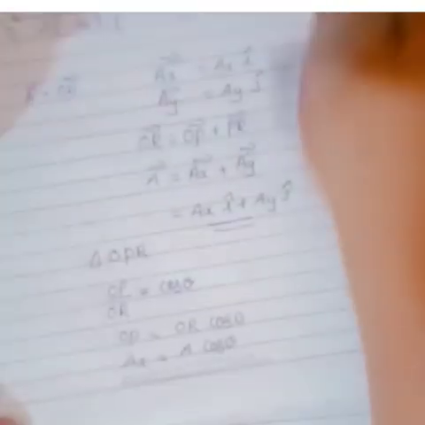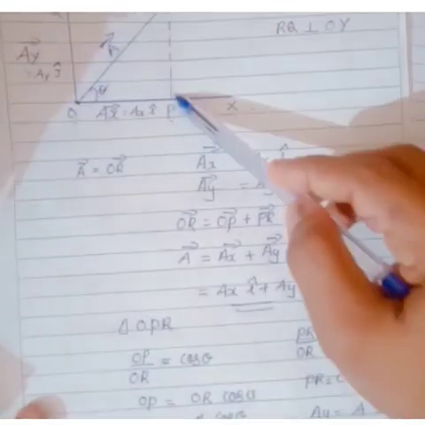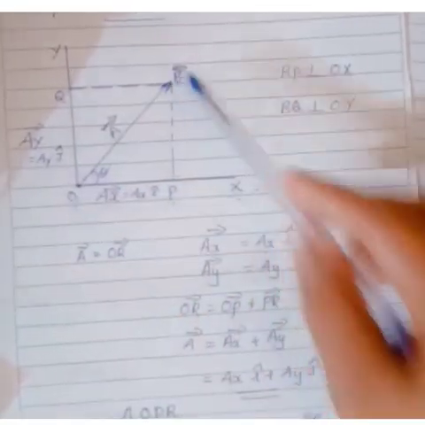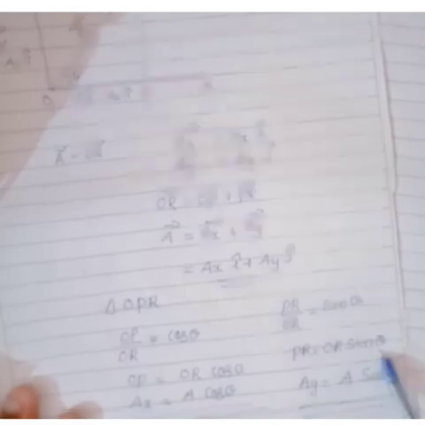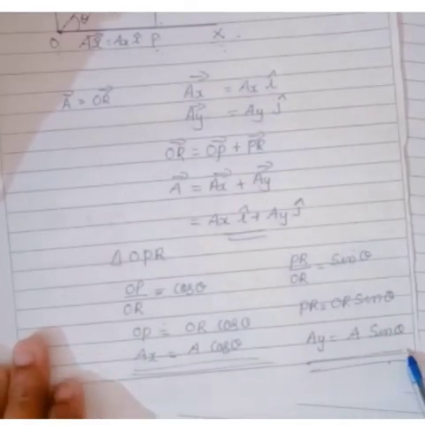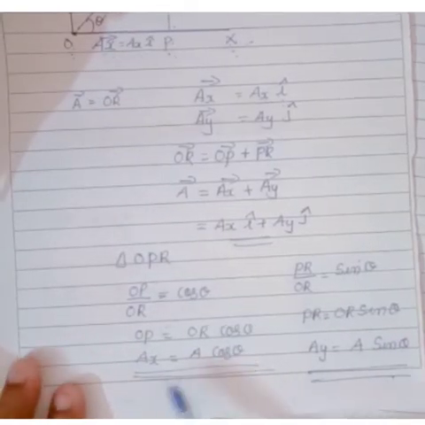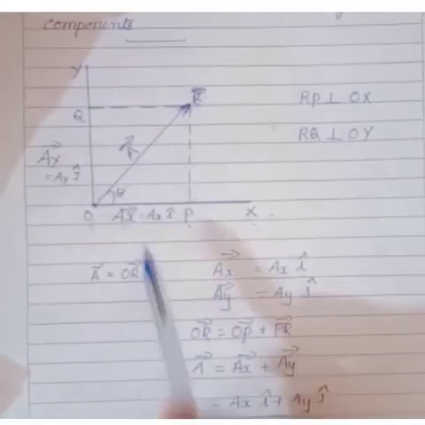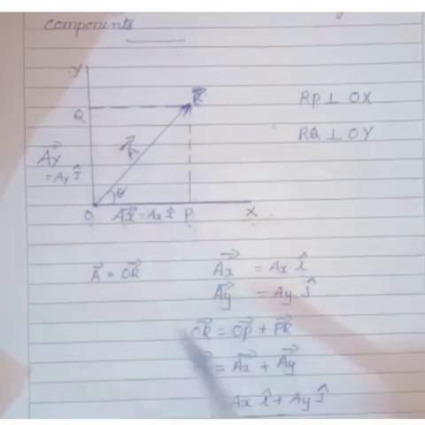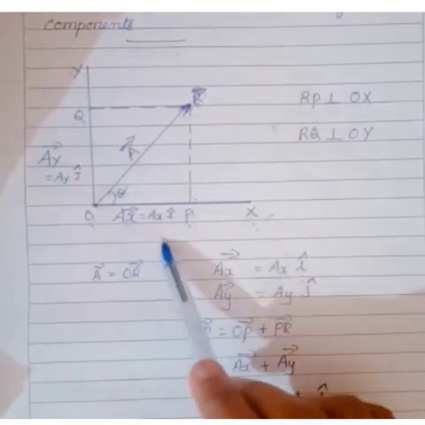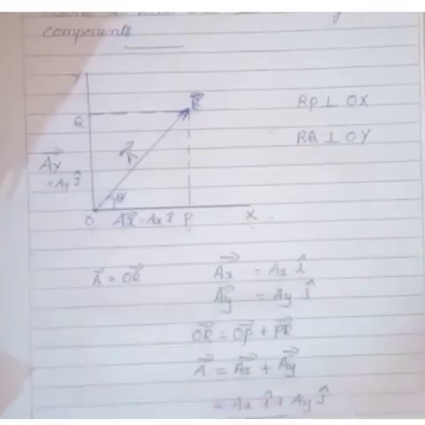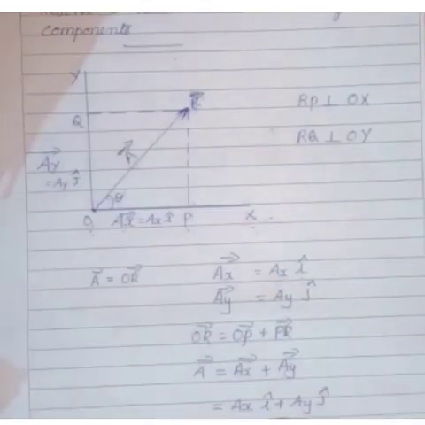Then also in terms of theta, you have to find sin theta. Sin theta is equal to PR by OR. So PR is equal to OR into sin theta. So Ay is equal to A into sin theta. It is a very important one. Along the x-axis it becomes cos theta, along the y-axis it is sin theta. So vector A can be resolved into two rectangular components: Ax is equal to A cos theta, then Ay is equal to A sin theta.